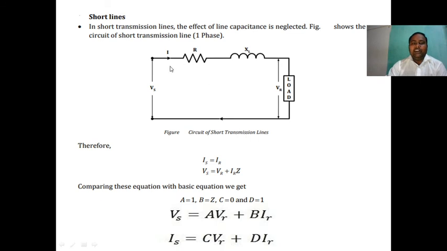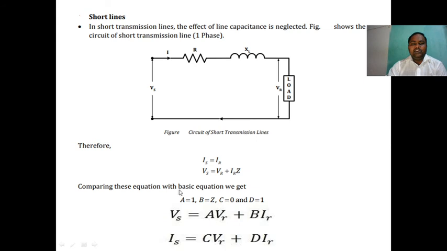So here we are finding the ABCD constants of the short transmission line. Find out Vs. So how can you find out Vs? Vs is equal to VR, the receiving end voltage, plus the drop. So what are the drops here? IR plus IXL. Take I as common: R plus jXL. R plus jXL is definitely an impedance. So Vs is equal to VR plus IR Z. Take the equations.